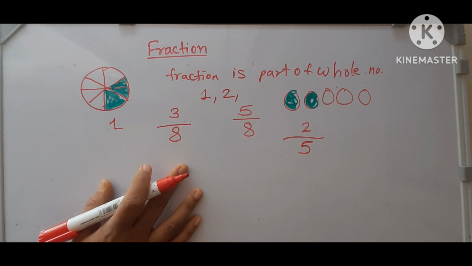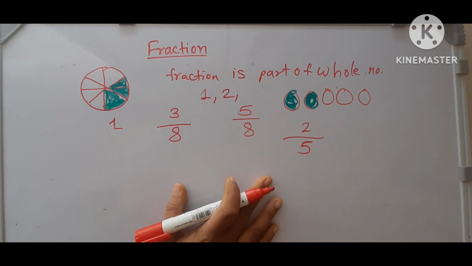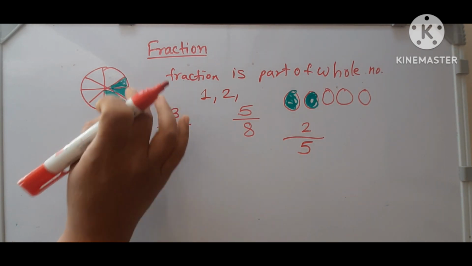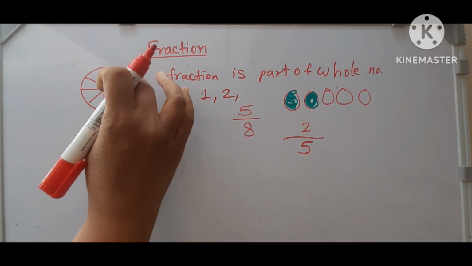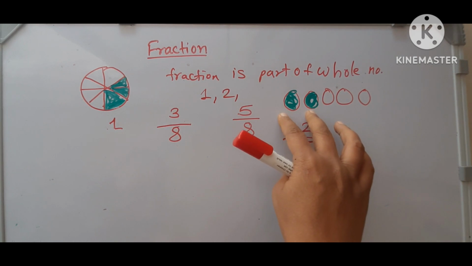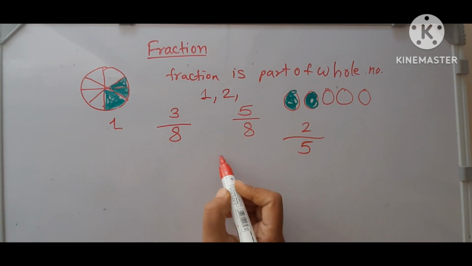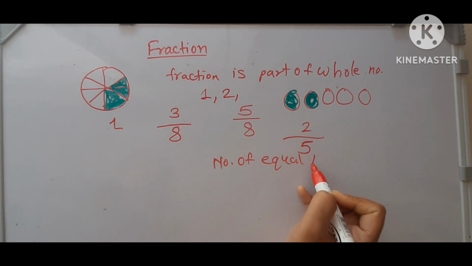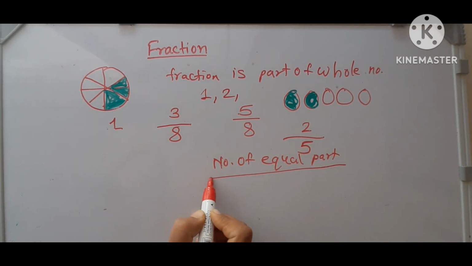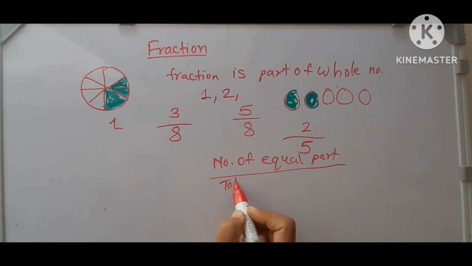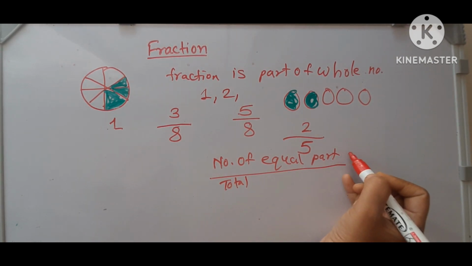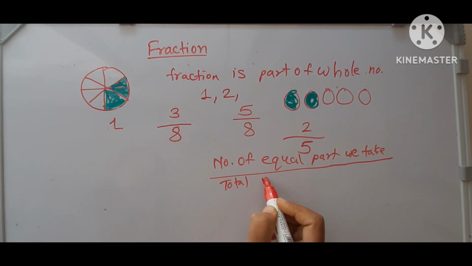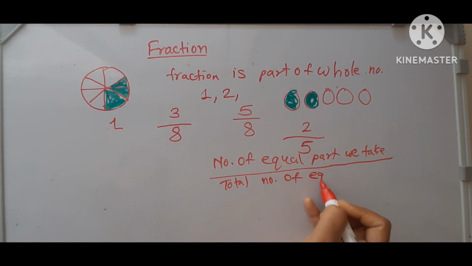So what is a fraction? A fraction is the number of equal parts that we have taken, divided by the total number of equal parts. Here 3 are eaten, 2 equal parts we have taken. Number of equal parts we take, over the total number of equal parts.